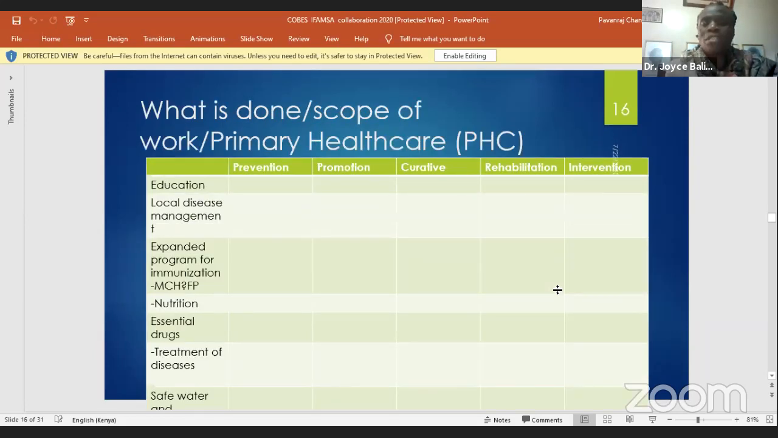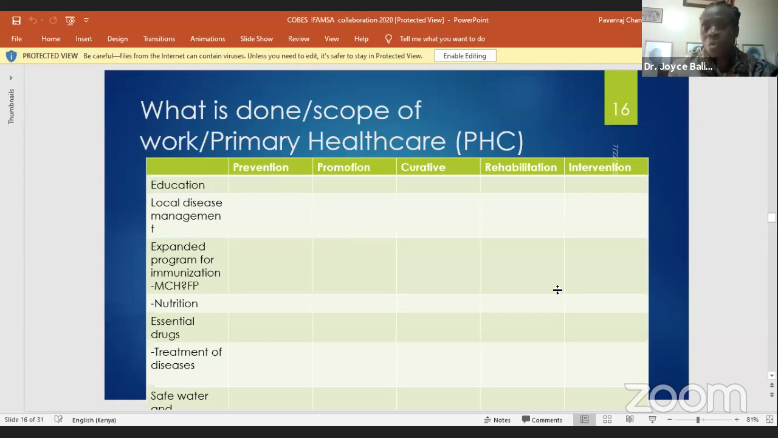What is done in COBS? I've just put everything in a nutshell. We have to make sure that we are addressing the primary healthcare concepts. And here, they must acquire the research skills for prevention, for promotion, for curative, for rehabilitation, and intervention. But I like to add that the intervention arm, we will add three I's: intervention, investigation, and innovation. In other words, our healthcare professionals must actually be able to do all those five.